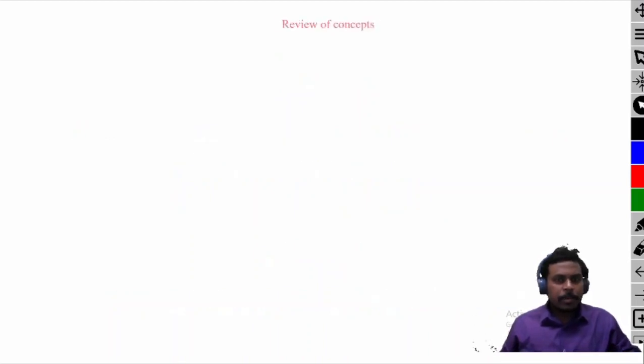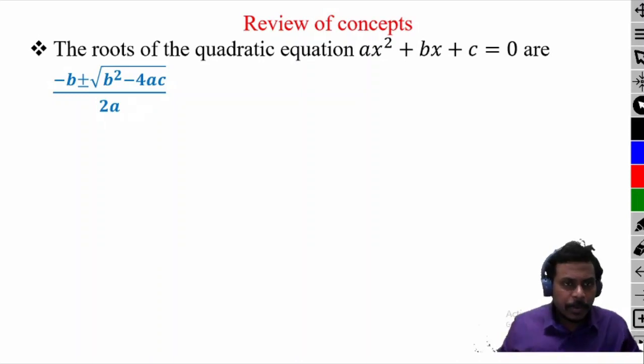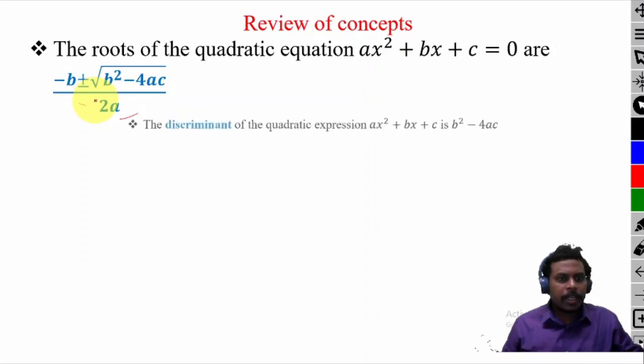Let us review some of the concepts that we have studied in the last lecture. The first point is the roots of a quadratic equation ax square plus bx plus c is equal to 0 are minus b plus or minus under root b square minus 4ac, divided by 2a. This formula we have used to find out the roots of a given quadratic equation.